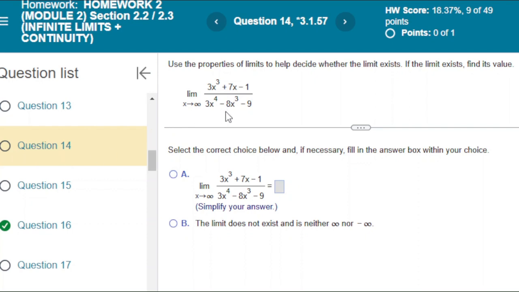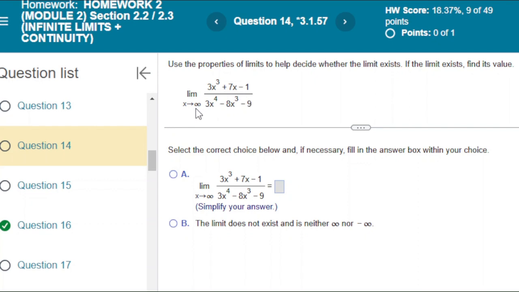Okay, now what about a situation like this? Notice here we have a degree 3 polynomial in the numerator and a degree 4 polynomial in the denominator. So the degree of the denominator is bigger than the degree of the numerator. In this case, y equals 0, or in other words, the x-axis is going to be a horizontal asymptote. So this limit is going to be 0.